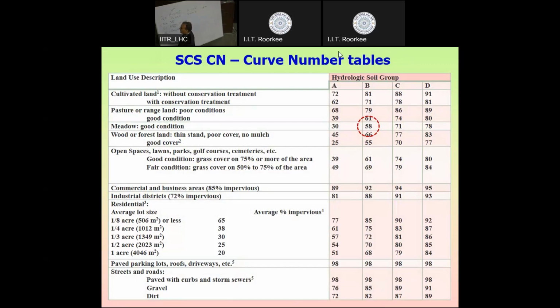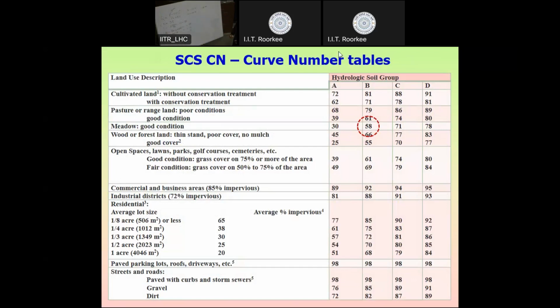Then we have paved parking lots, LU2. For paved parking lots, this is 15% I guess, and the curve number is 98, almost impervious. And third is streets and roads, paved roads. So LU3 equals paved roads, 10%, again 98. Okay, this is the changed condition.